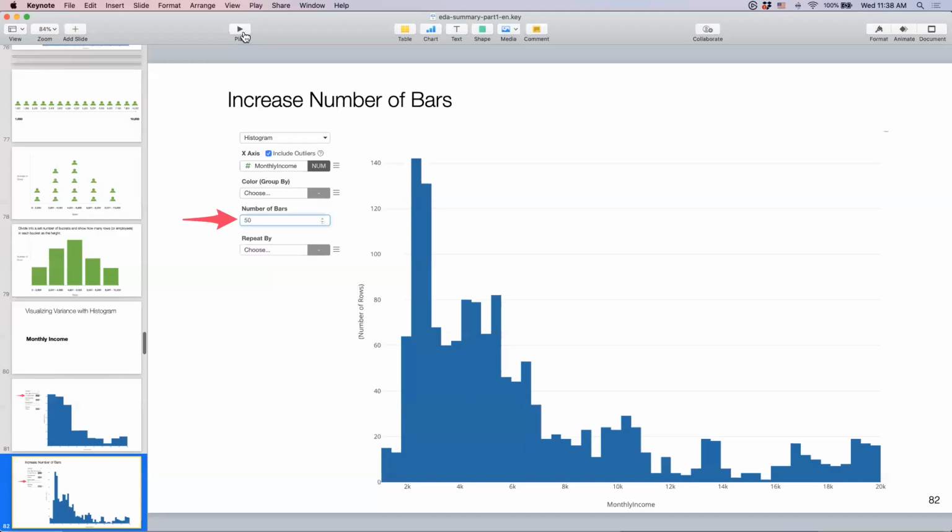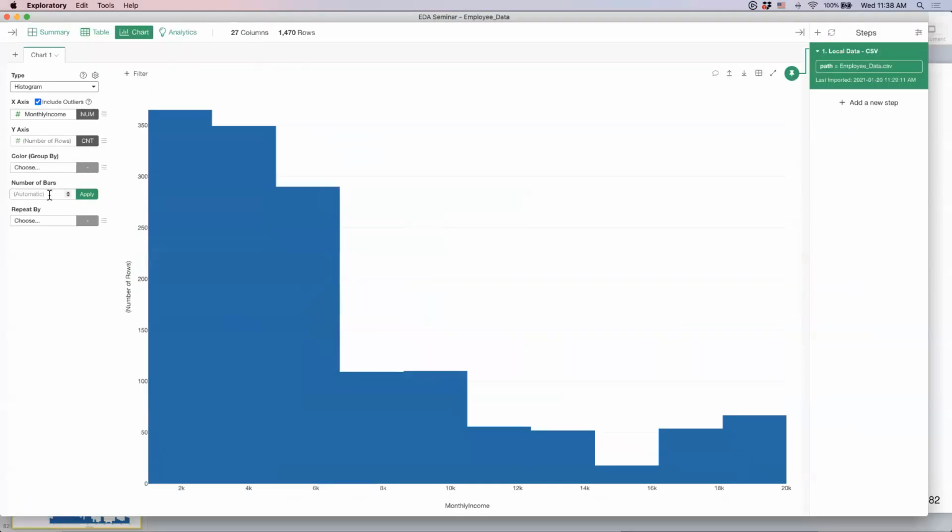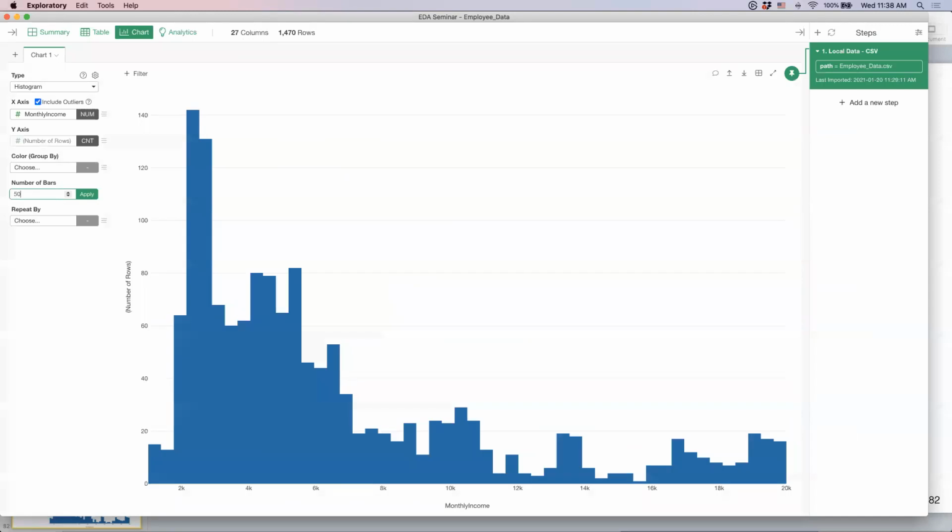And the cool thing here is the number of bars. That's what you want to adjust. Right now the default is 10. How about changing that to 50? I type 50 and press the return key. And now you can start seeing the pattern.